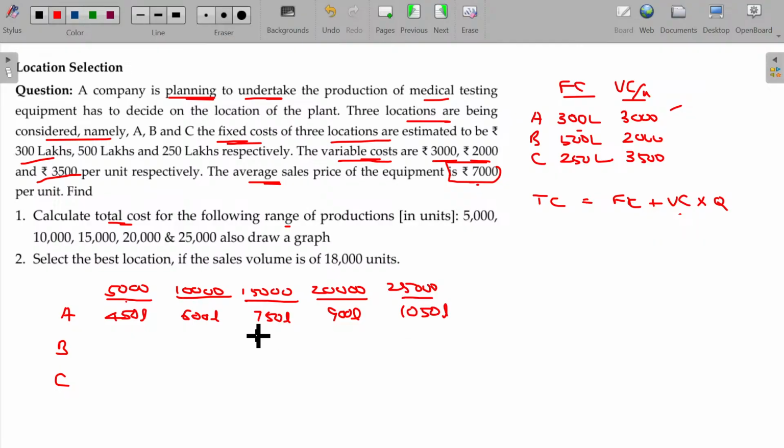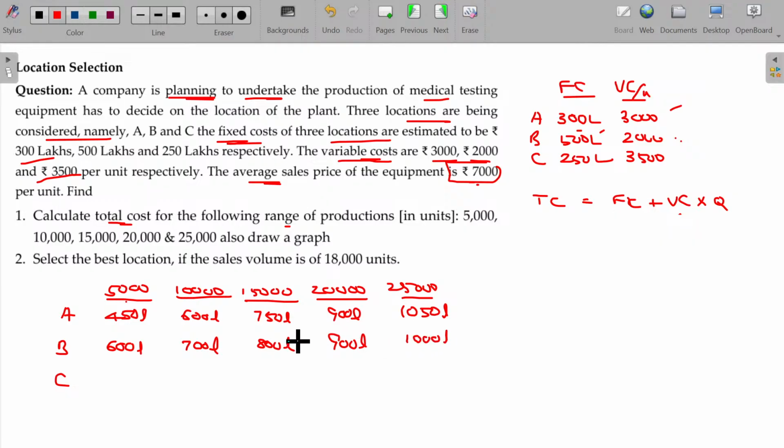In case of B, 500 lakhs is the fixed cost, 2,000 will be the variable cost. 2,000 into 5,000 is 100 lakhs. So 500 plus 100 lakhs, 600 lakhs. Thereafter, for every increase of 5,000 units at 2,000 per unit, 100 lakhs will be added. So 600, 700 lakhs, 800 lakhs, 900 lakhs and 1,000 lakhs.